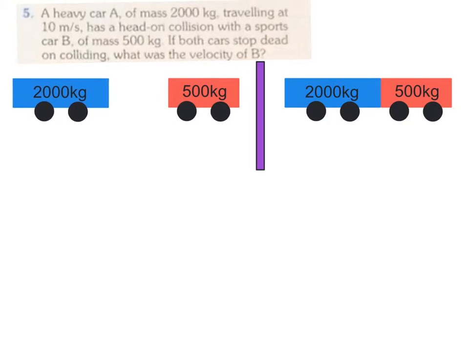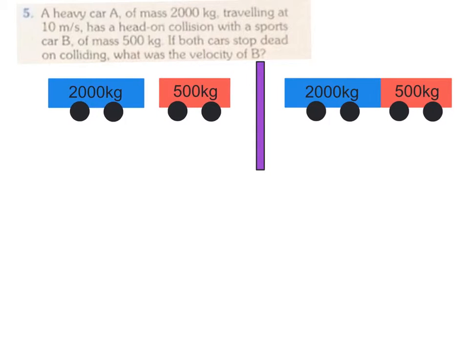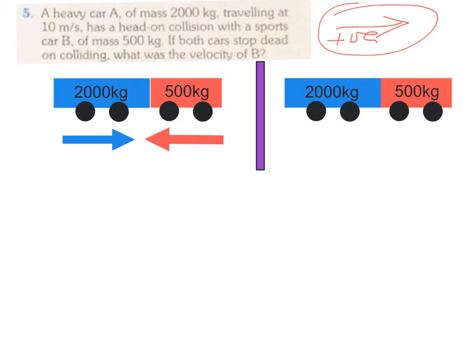So the positive momentum of the blue thing must have had the same value as the negative momentum of the red thing, because when they're added together we end up with 0 at the end. So again we need to decide on a direction to be positive. I'm going to just decide that to the right here is positive.